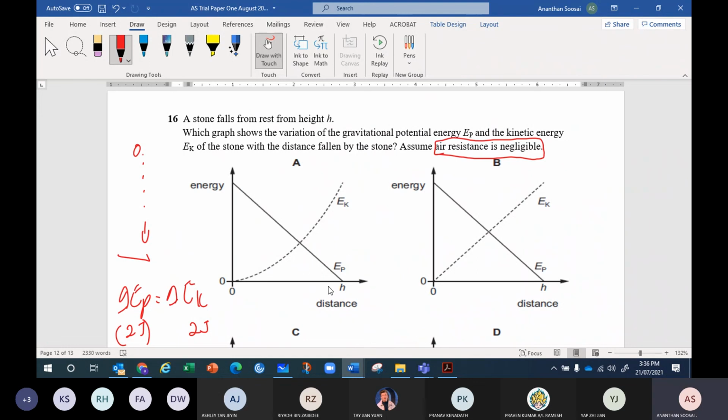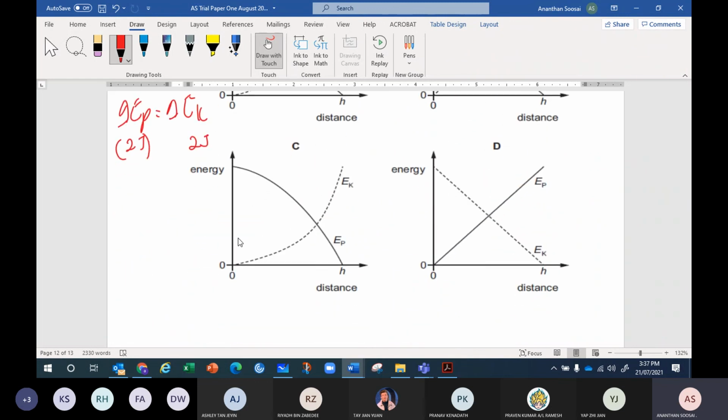Okay, that means it should be a symmetrical graph. If EP is a straight line, EK also must be a straight line, identical and symmetrical. So A cannot be the answer. The graph is not symmetrical. B could be. C also could be a symmetrical curve.